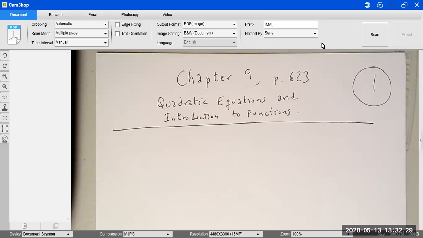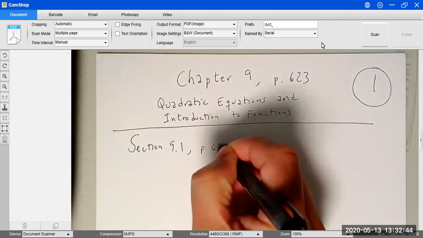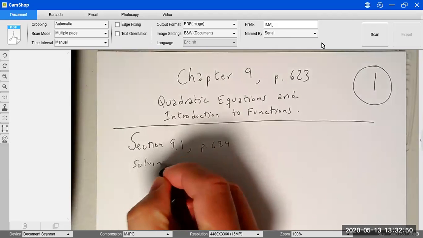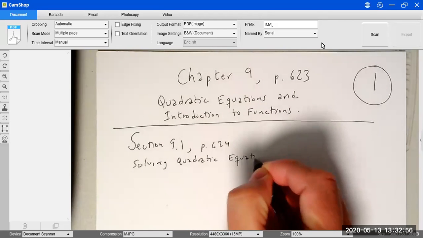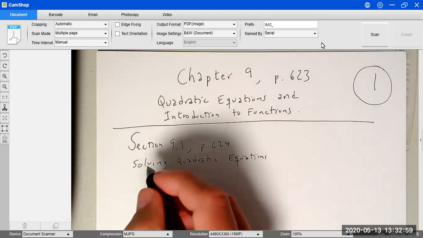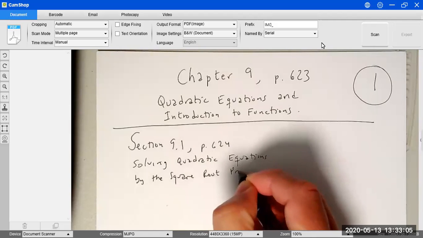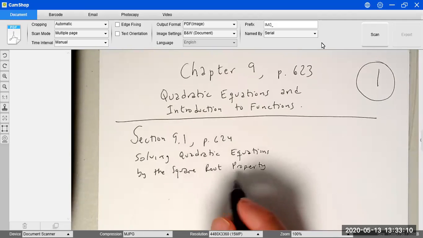So chapter 9 is on page 623 and it's about quadratic equations and introduction to functions. We're going to cover only quadratic equations and we're going to start with section 9.1 on page 624, and this is solving quadratic equations by the square root property. On the same page, we're going to find the description of that property.